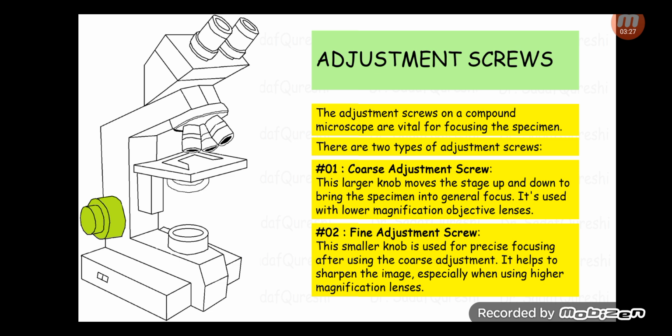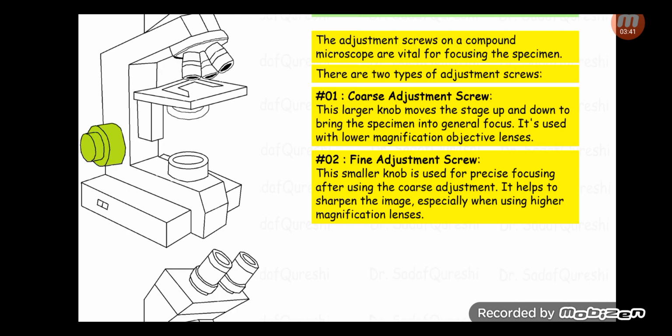Then we have the other type of adjustment screw, that is the fine adjustment screw. This is a smaller knob and it is used for precise focusing after using the coarse adjustment. It helps sharpen the image, especially when using higher magnification levels.